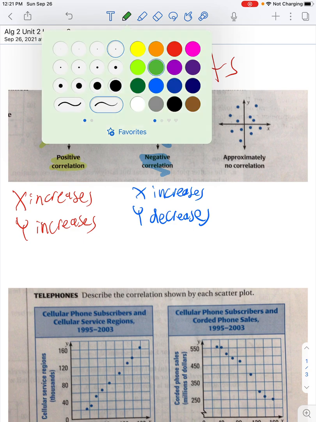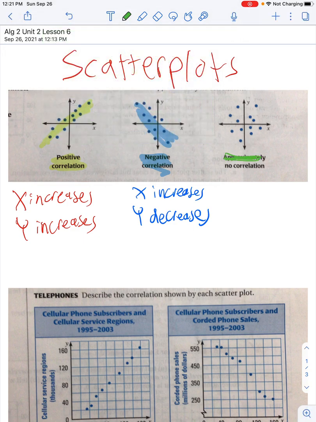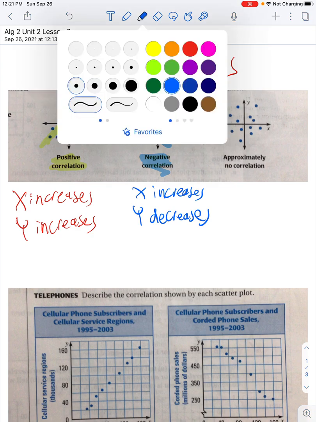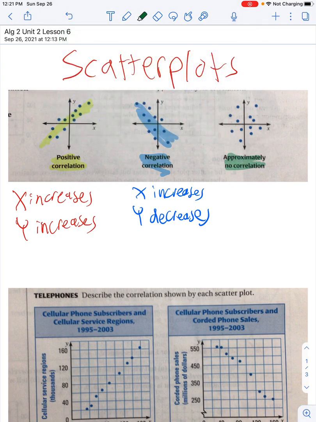And then if you combine those two, or you're not really exactly sure what's going on, we would say that that would have no correlation. Again, it's just all over the place. We can't really tell. There's no obvious pattern.